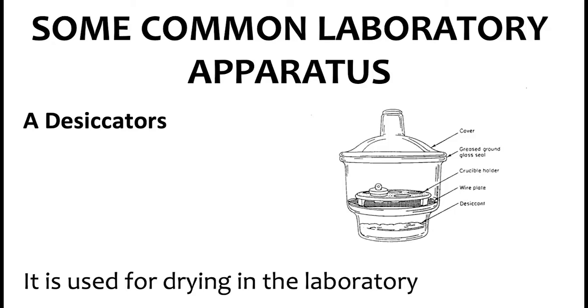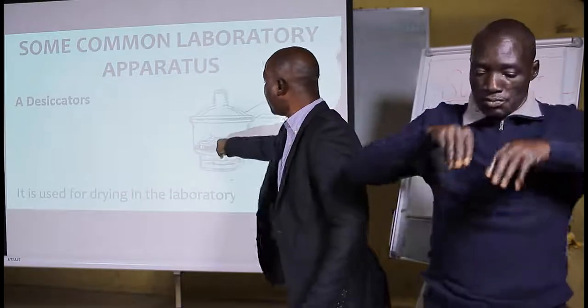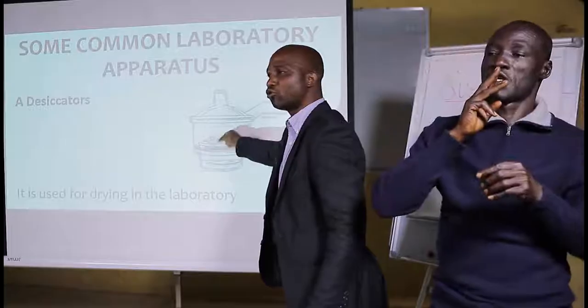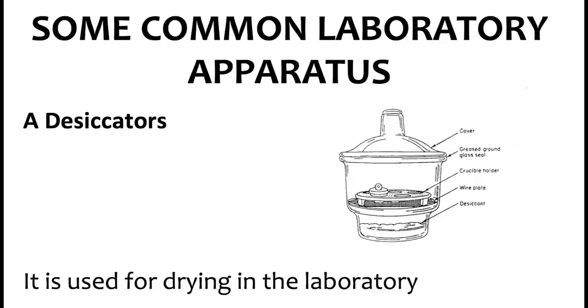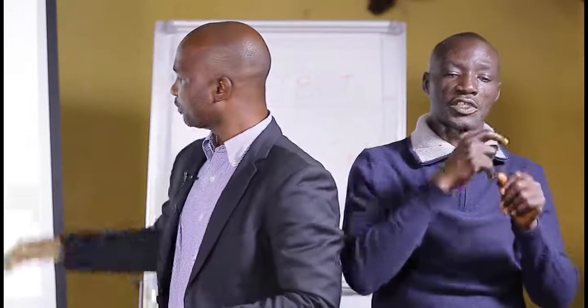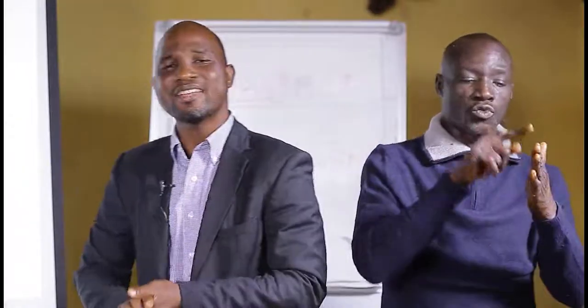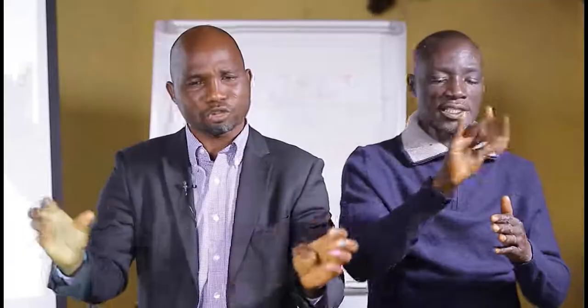And at the base here there is a drying agent. This drying agent absorbs the moisture in whatever substance you are trying to dry, and eventually the substance becomes dry. Ordinarily it can be done. Sometimes it is put in an oven to accelerate the drying conditions. Now, what are drying agents? Drying agents are substances that absorb moisture.